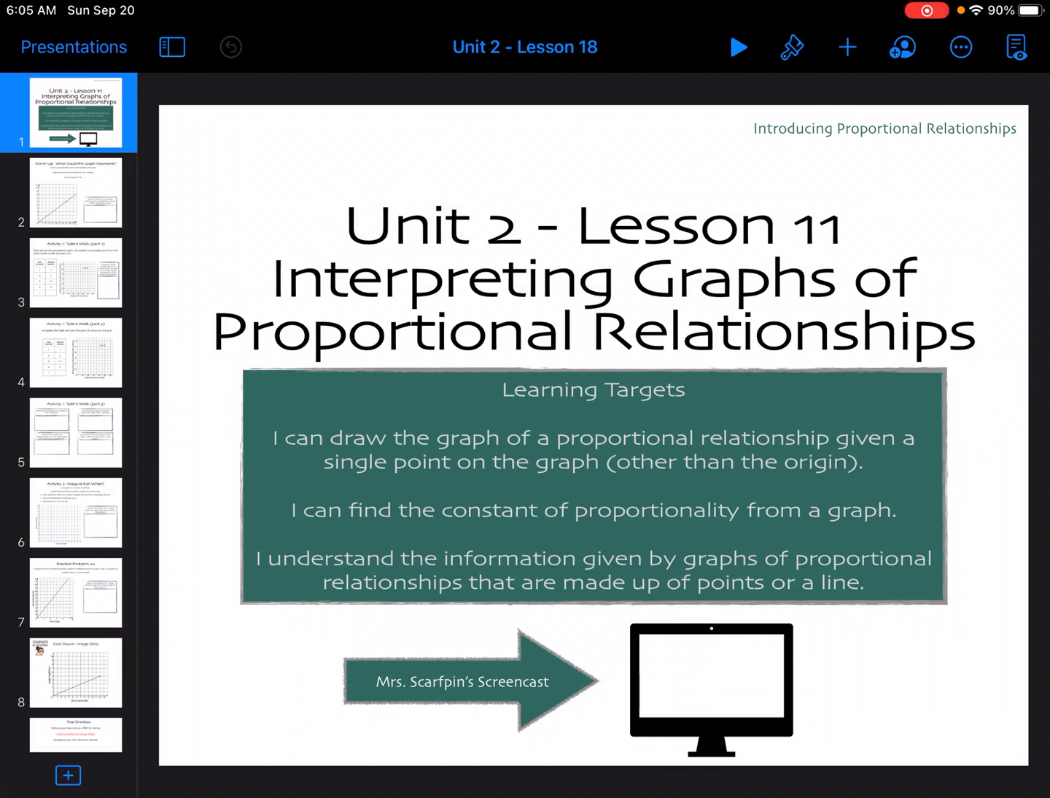Welcome to Lesson 11, Interpreting Graphs of Proportional Relationships. I can draw a graph of a proportional relationship given a single point on a graph other than the origin. I can find the constant of proportionality from the graph, and I can understand the information given by graphs of a proportional relationship that are made up of points on a line.